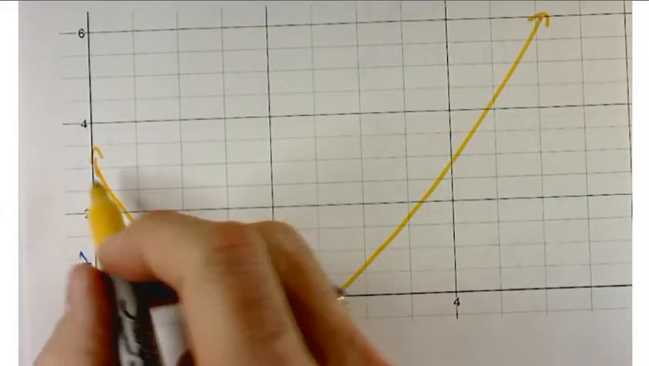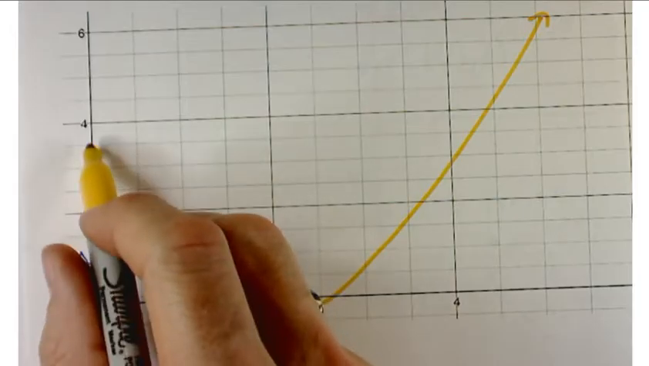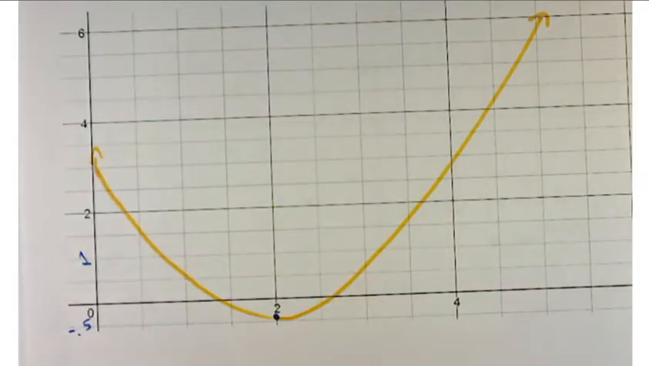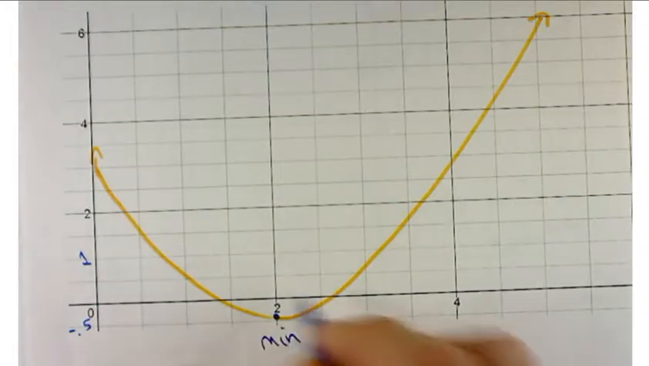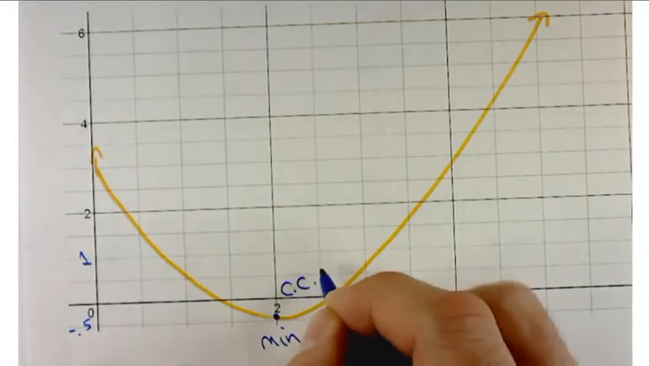It'll never quite touch the graph here. It'll always be really, really close, but it'll never quite touch the graph. So there's your minimum point, and this is concave up.